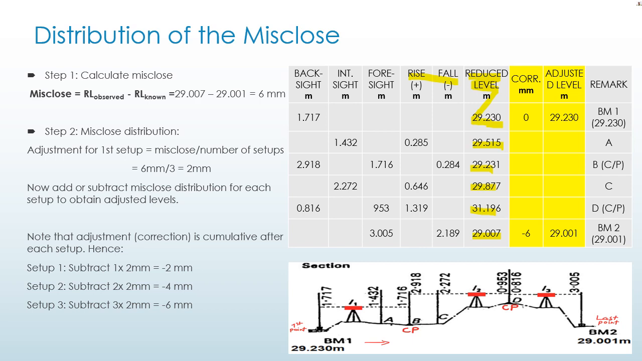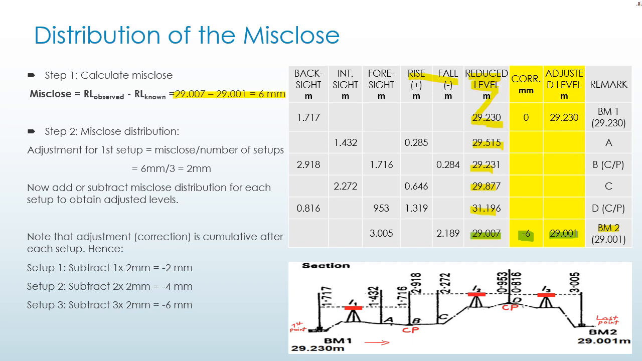Step number 1, we've got the misclose of this leveling run. It's 6 mil due to the difference between the observed and the known values of the benchmark number 2. So we need to minus 6 mil to bring the observed elevations here down to the known value. So minus 6 millimeters for the last point at benchmark number 2.